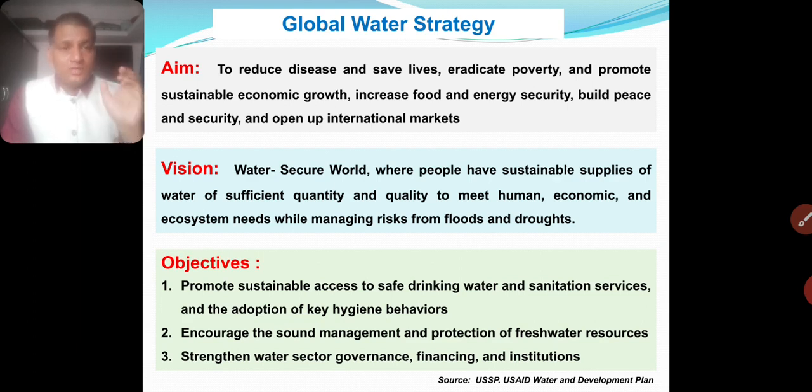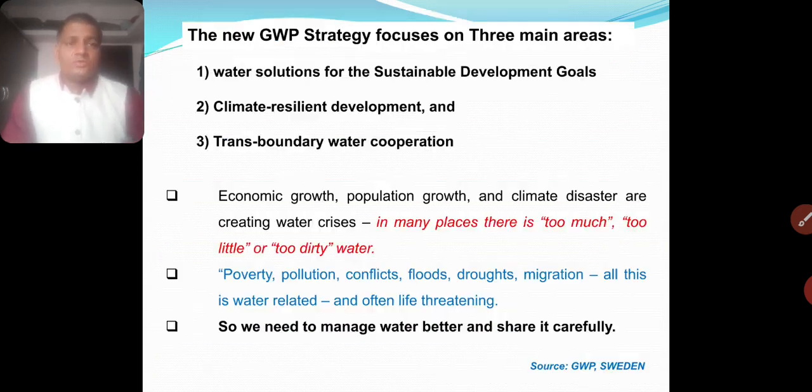They have to set the policies and rules for secure purposes. They can provide the financing for protection as well as for treatment. And you have to involve institutions for research on the water sector. So these are the very important objectives given by the global water strategy action plan report.